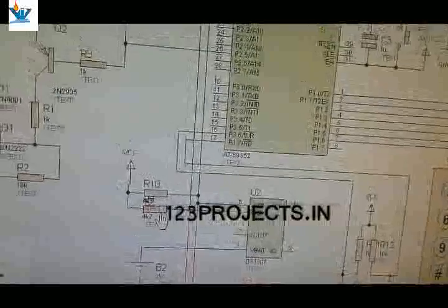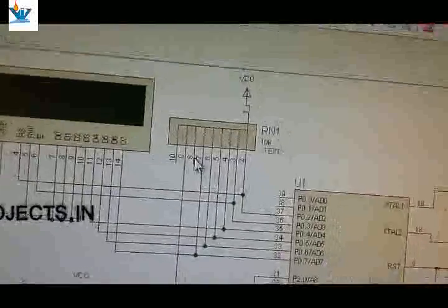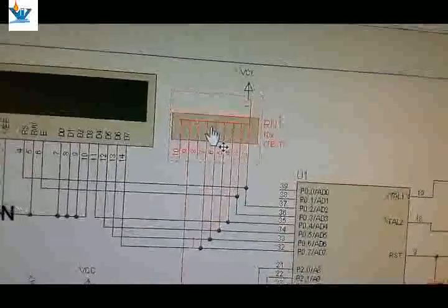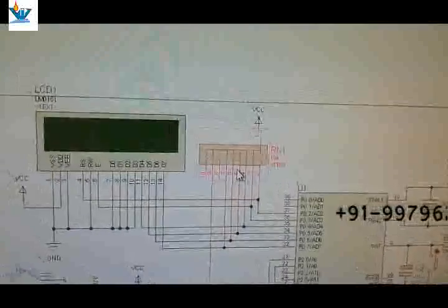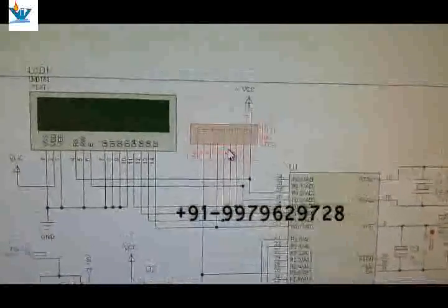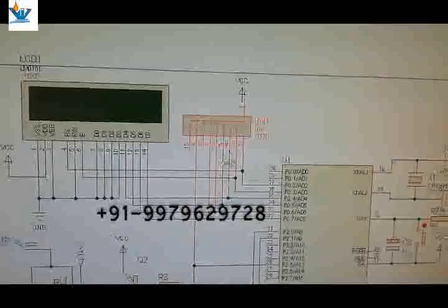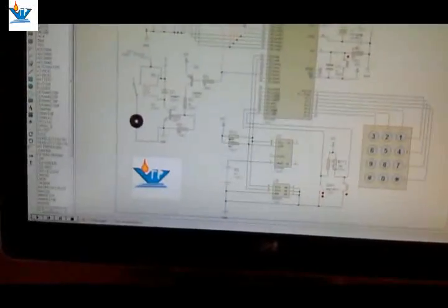This is non-volatile memory. Here are two pull-up resistors for serial communication, and this is the main pull-up resistor for the LCD. It will give additional power supply to the LCD, because the 8051 has no internal pull-up resistor at port number 0. Now we will start the project.